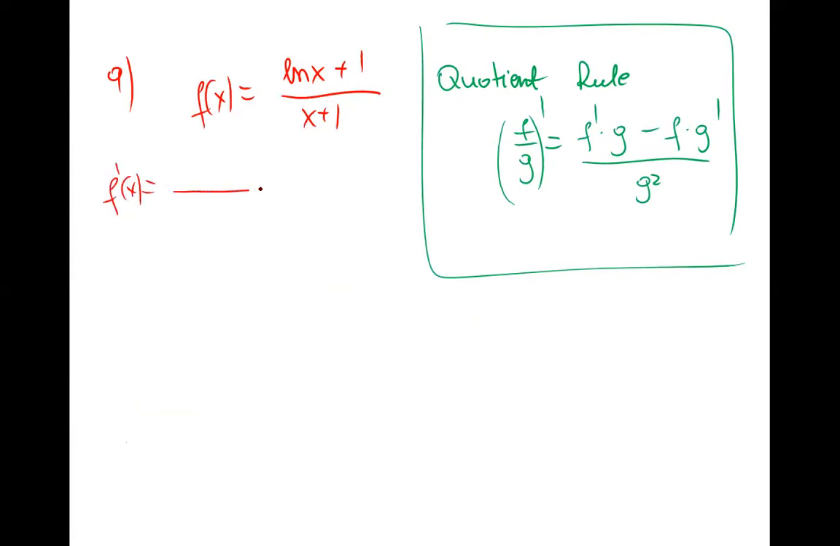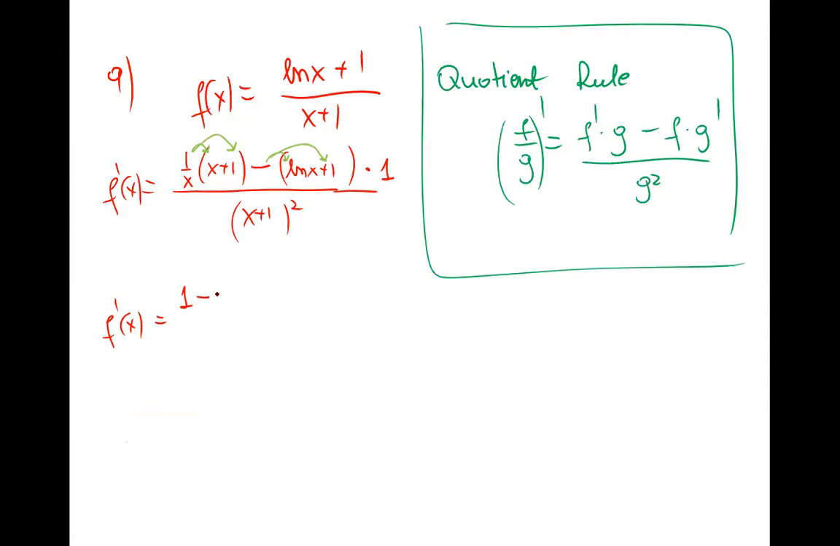The derivative of my function from the top, ln of x plus 1, is just 1/x times the function from the denominator, minus ln of x plus 1 times the derivative of the denominator, which is 1, and then the function from the denominator squared. Okay, let's distribute 1/x and let's distribute the negative. Times 1, we can ignore it. 1/x times x is 1. 1/x times 1 is just 1/x. Minus ln of x minus 1.